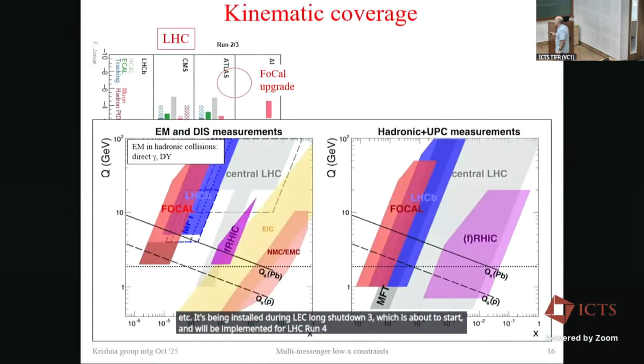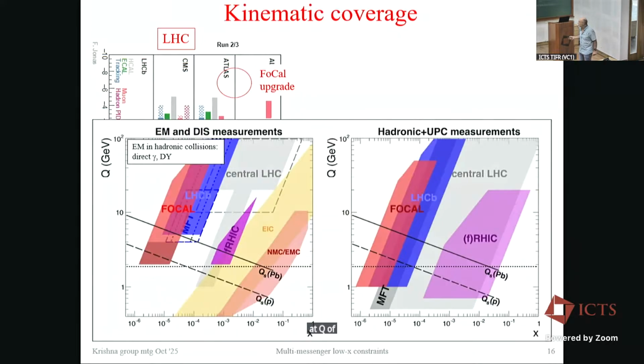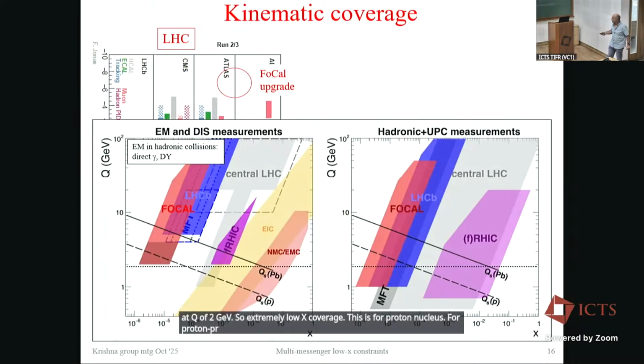And now here is the coverage in terms of x and Q, and FOCAL is in red, and it goes down to a few times 10 to the minus 6 at Q of 2 GeV. So extremely low x coverage. This is for proton-nucleus. For proton-proton at 14 TeV, we get down into the 10 to the minus 7 range. It's extremely low x. EIC is here in yellow.